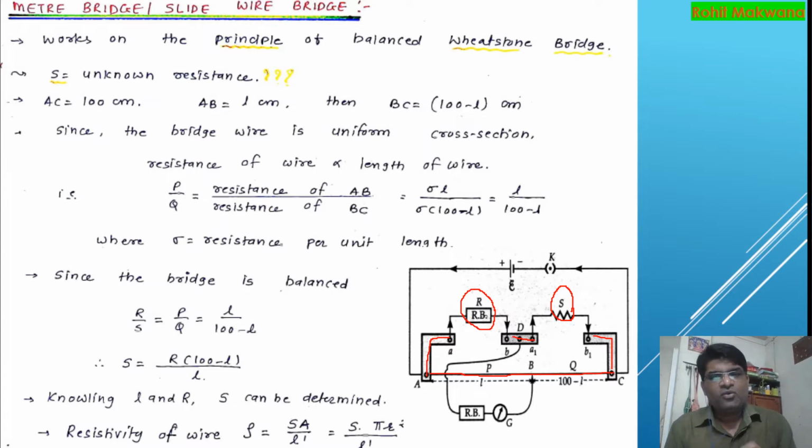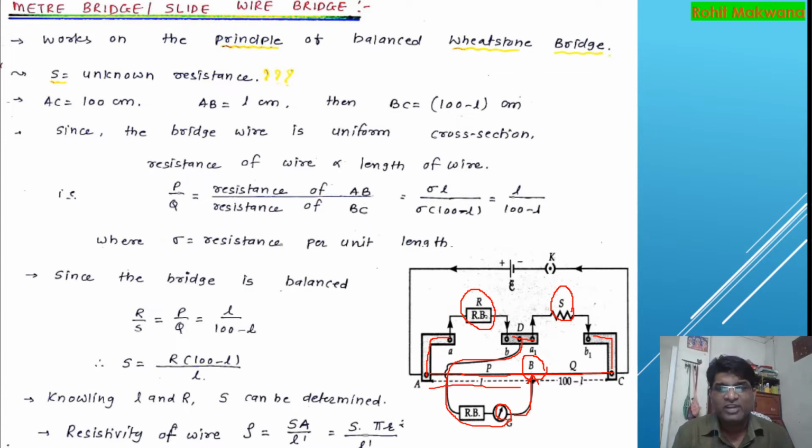Now here, the central metal strip is connected to the galvanometer, and the other end of the galvanometer is connected to the jockey. When you introduce a certain resistance here, and for that resistance get a deflection on this 100 centimeter long wire, let's say you get zero deflection at point B.